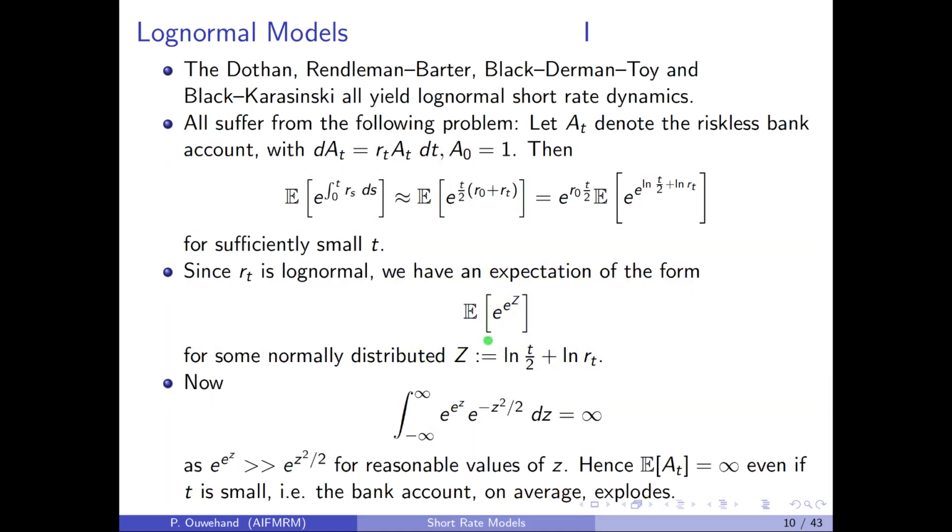Now, if we were to compute this expectation using the density function of a normally distributed random variable, we'd have an integral that has the following form, modulo some constants. As e to the z is much larger than e to the z squared over 2, this integral is infinite. And thus the expected value of the bank account is equal to infinity even if t is very small, i.e. the bank account on average explodes.